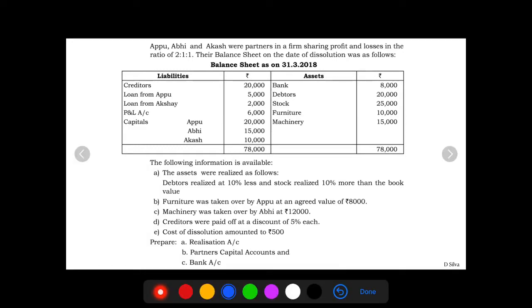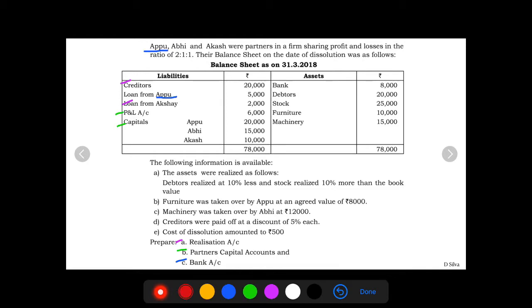Students, from the question we understand that the firm is being dissolved as on 31st March 2018. Appu, Abhi and Akash are partners. The profit sharing ratio is 2:1:1. So it's going to be 2/4, 1/4 and 1/4. Let's follow the balance sheet and let's see where these amounts will be posted. To begin from the liability side, creditors and loan from Akshay will reflect in realization account. Whereas loan from Appu is the partner and his loan amount will reflect in bank account. Whereas the capitals and profit and loss account will reflect in partners capital account.